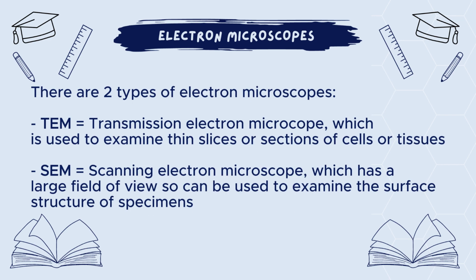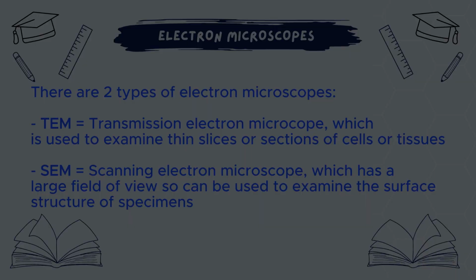There are two types of electron microscopes. You have the TEM, which is transmission electron microscope. This is used to examine thin slices or sections of cells or tissues. And you have the SEM. This is the scanning electron microscope, which has a large field of view, so can be used to examine the surface and structure of specimens.